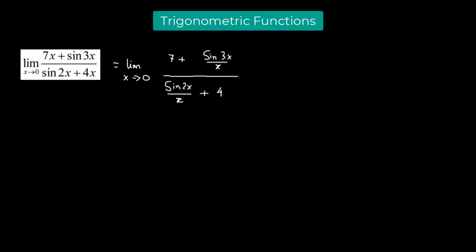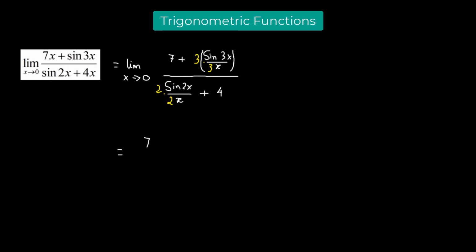Now we are going to do some manipulation here. So we're going to multiply x with 3. So that means we have to also multiply the entire function sine 3x over x with 3. Then we multiply x with 2 and then multiply by 2 to the numerator. So that gives us limit x approaching 0. So now we're going to apply the limit to each of the terms in the numerator and the denominator.